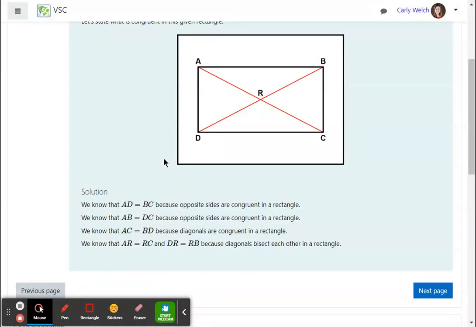All right, so we know that AD is congruent to BC because its opposite sides are congruent. AB is congruent to DC because opposite sides are congruent. AC is congruent to BD because diagonals are congruent. And then AR is congruent to RC, and DR is congruent to RB. So each of these 4 pieces of the red line are also congruent.